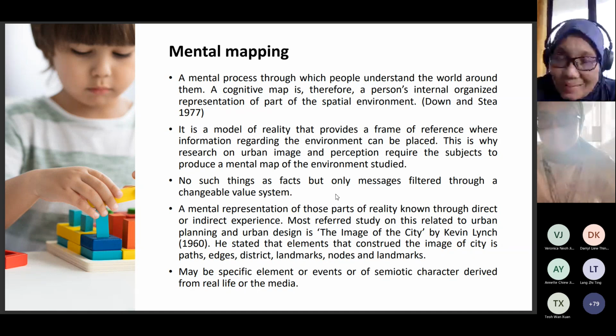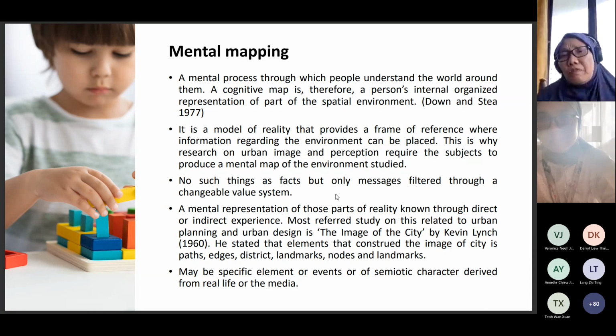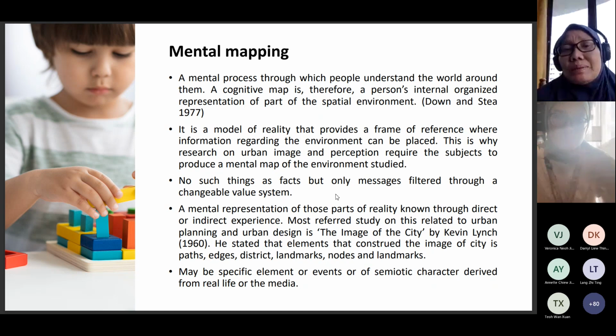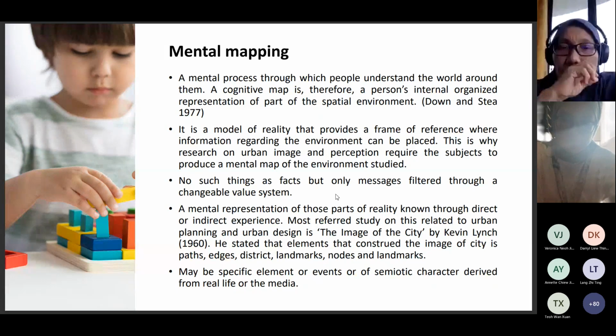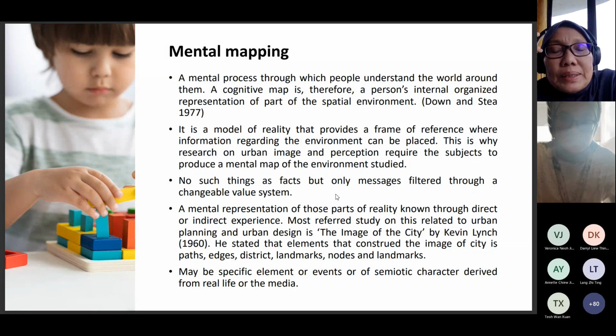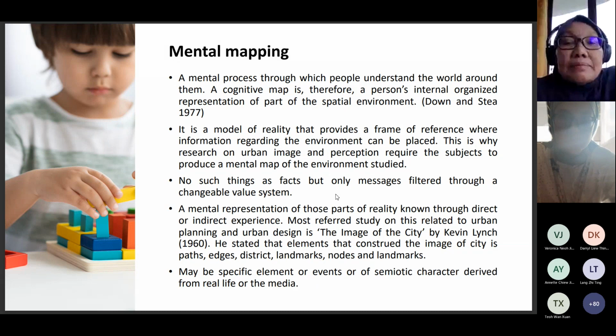But most of the time, the mental map is distorted. It's not like the real spatial map, because that depends on the sociocultural background of the person and how long they have been in the place. But in a nutshell, it is a model of reality, a frame of reference where information about the environment is placed to construct the map. That's why, like I said just now, research on urban image and perception requires the subjects to produce a mental map of the environment under study, to see the impact of the environment on the way they construct the mental map in their mind.